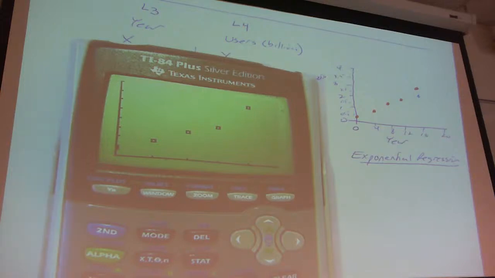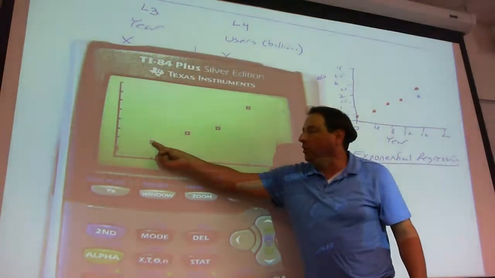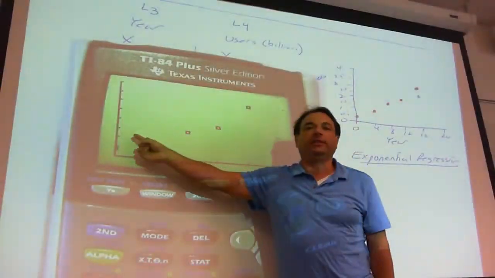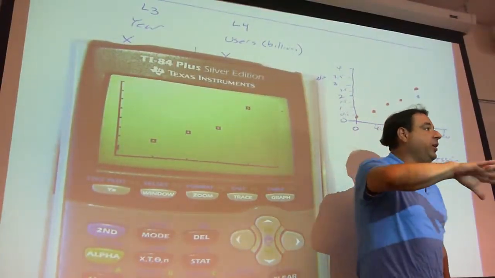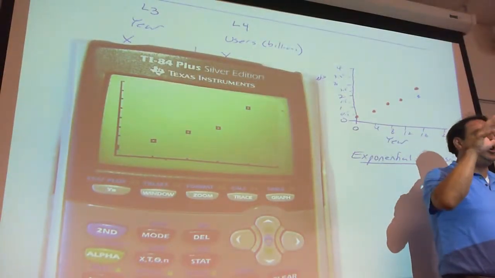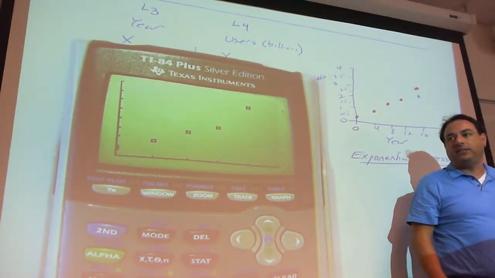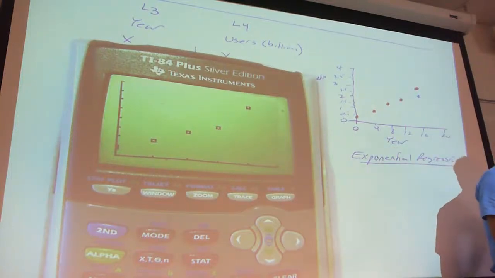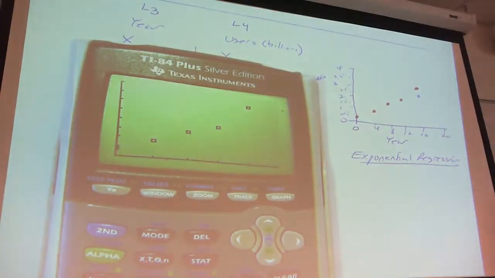Now, looking at the dots, why are we doing exponential? You see that little curve that it's taking? That looks exponential. I'll tell you which one to use. You don't have to guess. But in real life, you would try all the different ones, see which R² is the best, which one looks the best. Okay? Does everybody have the dots in their calculator?